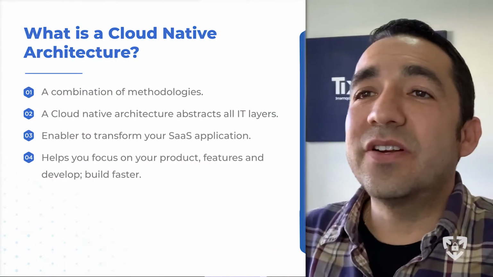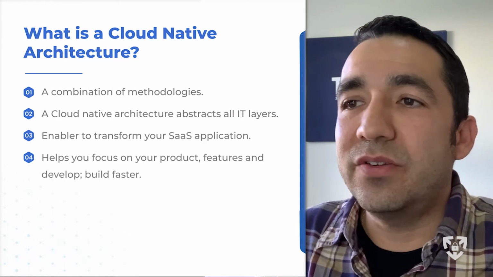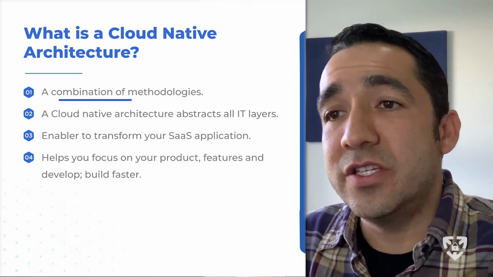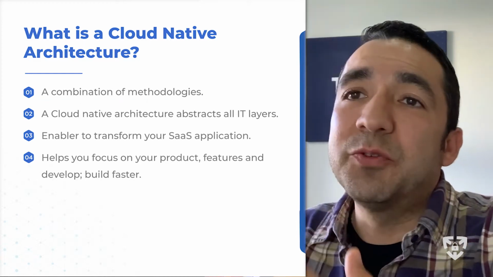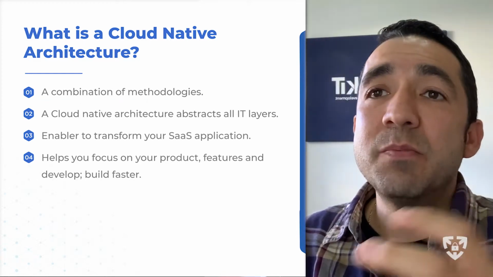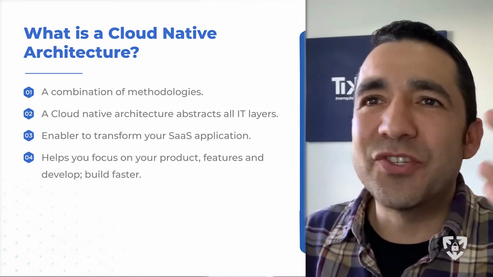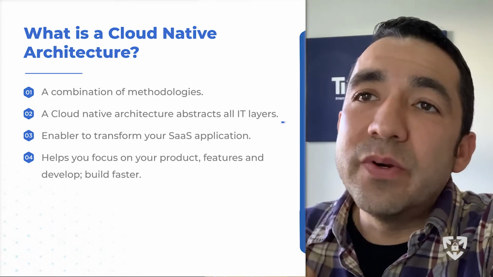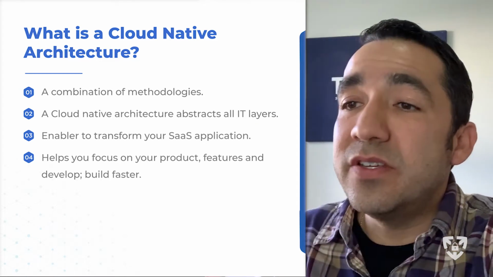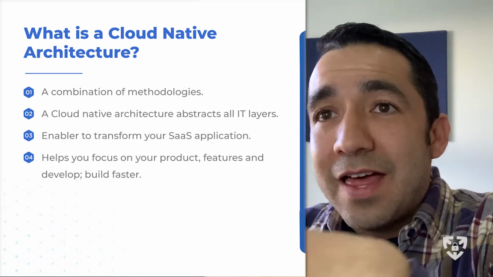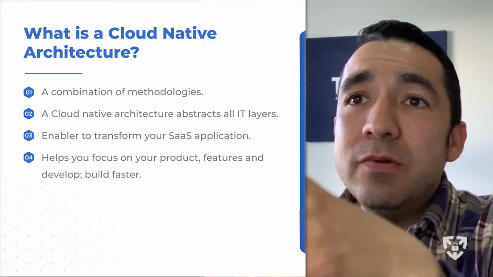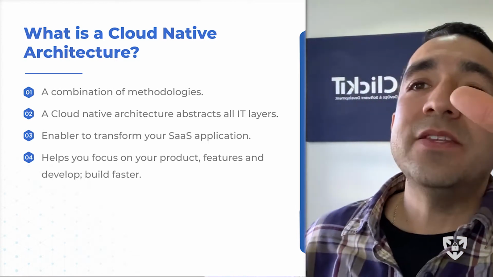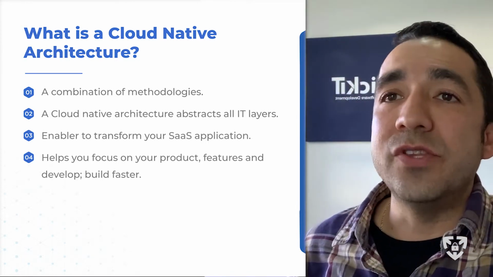So guys, let's start defining what a cloud native architecture is. Well, a cloud native architecture is a combination of methodologies from cloud services, DevOps practices, and software development principles. It also abstracts all IT layers, from networking, servers, data centers, operating system, and firewalls, into one single layer called the cloud native layer.